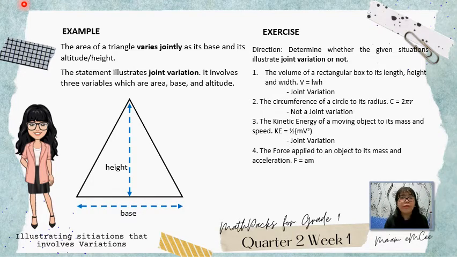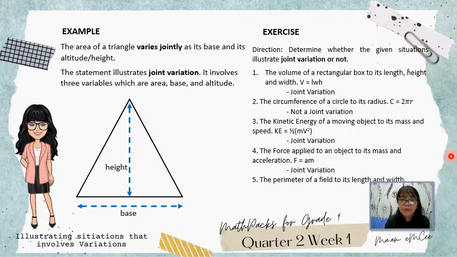And then we have here number 4, we have the force applied to an object to its mass and acceleration. So force is equal to the mass times the acceleration. So this is an example of our joint variation, because we have here three variables which are involved: the force, the mass, and the acceleration. So again, this one is a joint variation, or this illustrates a joint variation.